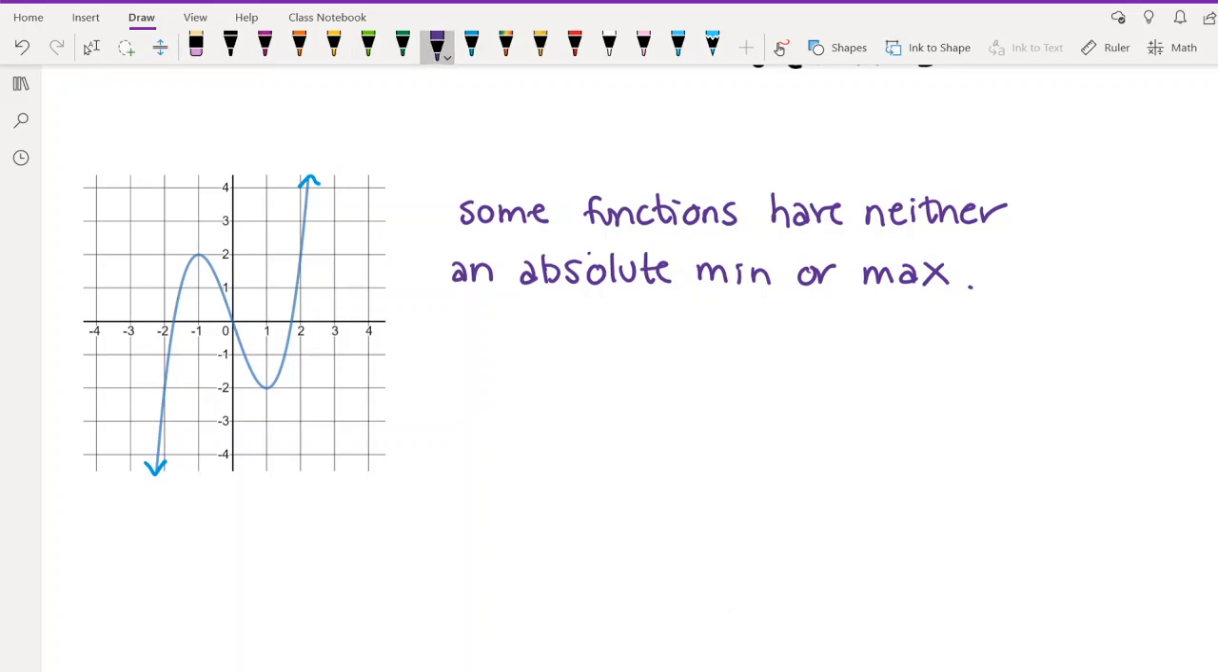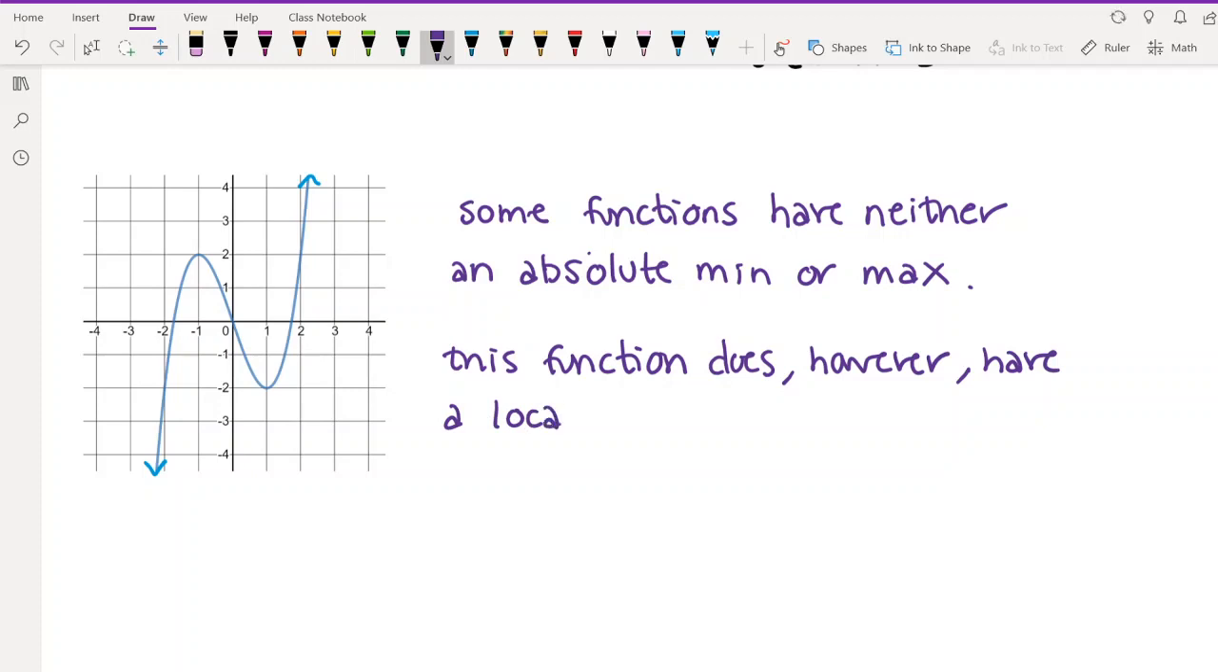So let me kind of write this down, and then we'll write down a more official definition. So this function does, however, have a local max and a local min.